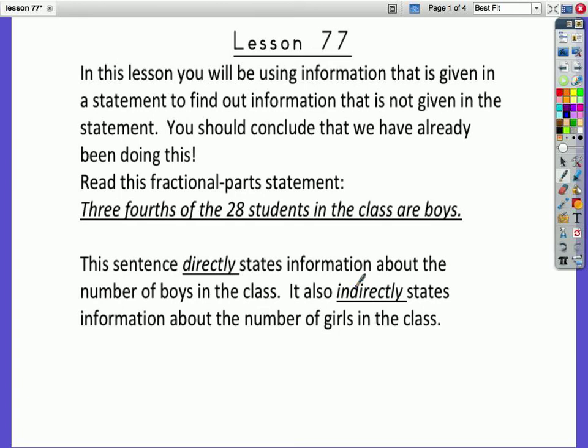And so if we read this statement, 3/4 of 28 students in the class are boys. Now the sentence directly states information about the number of boys in the class. It tells us 3/4 of the students are boys. And it also indirectly states information about the number of girls in class. It doesn't come out and say how many girls, but we know that 1/4 of it's going to be girls because 3/4 are boys, and we don't have aliens in the class. It's boys and girls. So we know that 1/4 of the students in the class are girls.